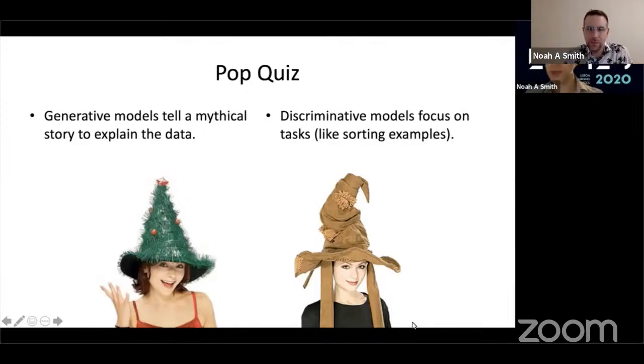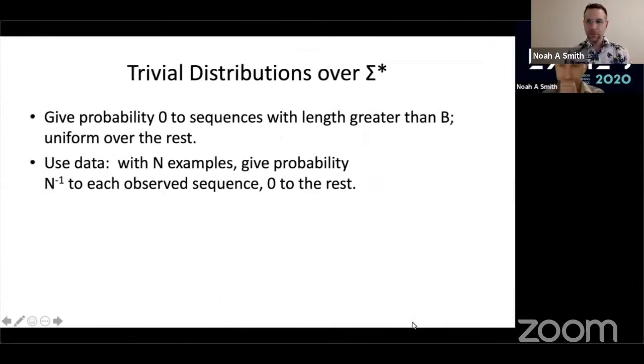We're thinking about models that can be used to generate. Note, that doesn't mean that's the only way we use them. Generative models can be used to do a lot of different things, including discriminative tasks. But their starting point is the idea that we're building a probability distribution over the data space.